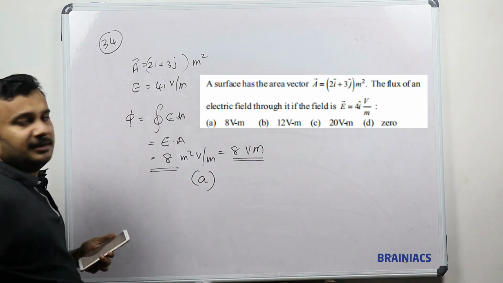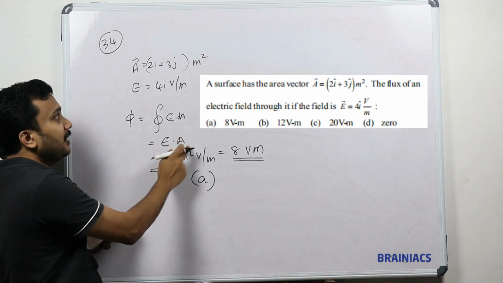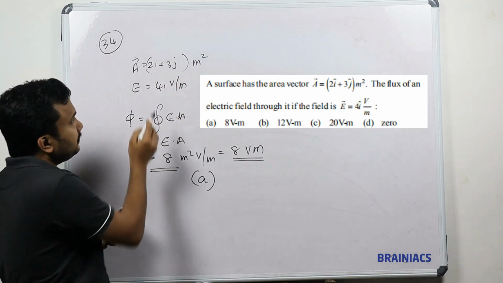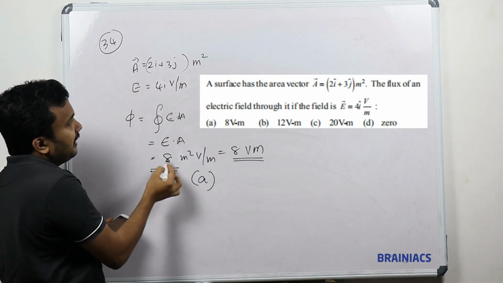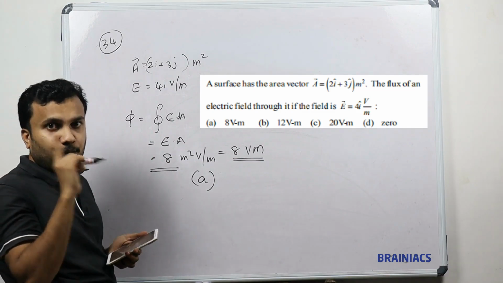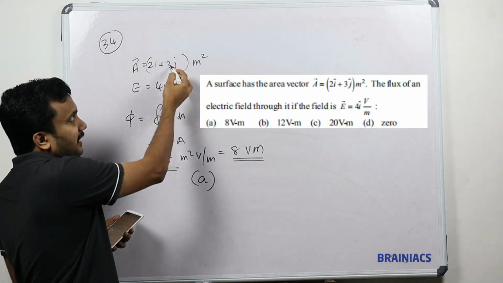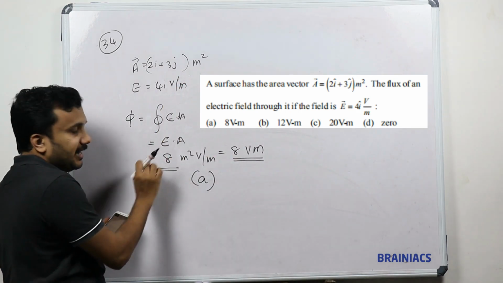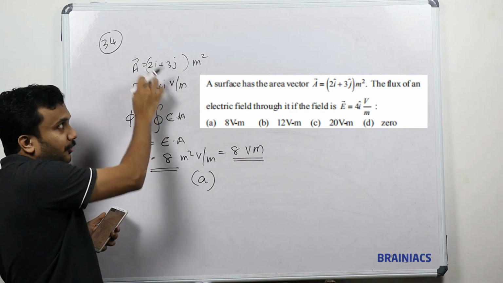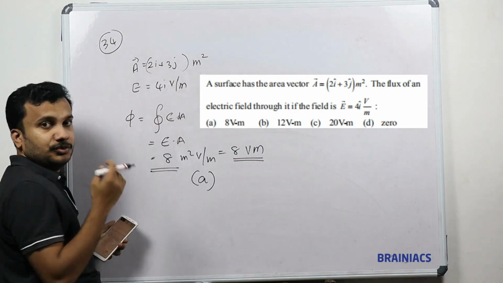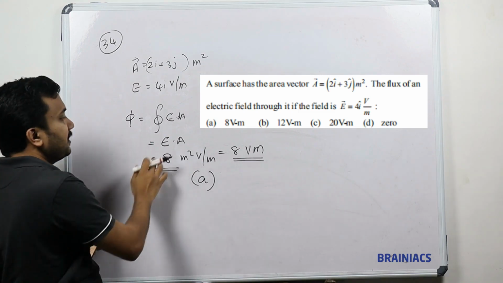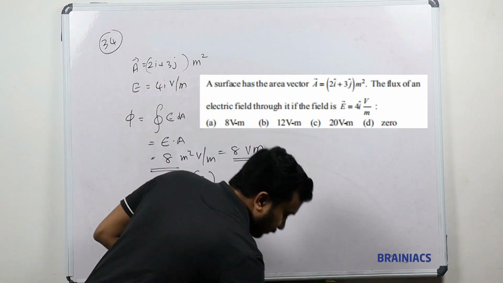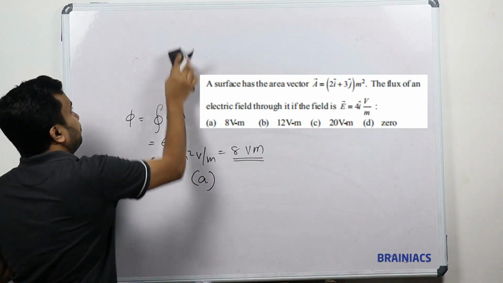So 34, answer A. Direct question, direct dot product. Dot product means i with i and j with j. There is no j here. So 4i and 2i multiplied will give 8. i into i is 1. There is no j, so 3j into it is 0. So the total is 4 into 2, 8, plus 3 into 0, and 3 into 0 is 0. So the answer is 8. 8 volt meter, option A for the 34th question. We'll move to the next question, 35.